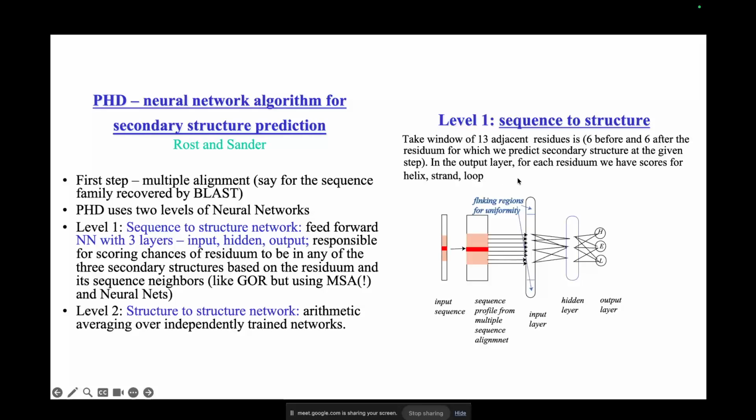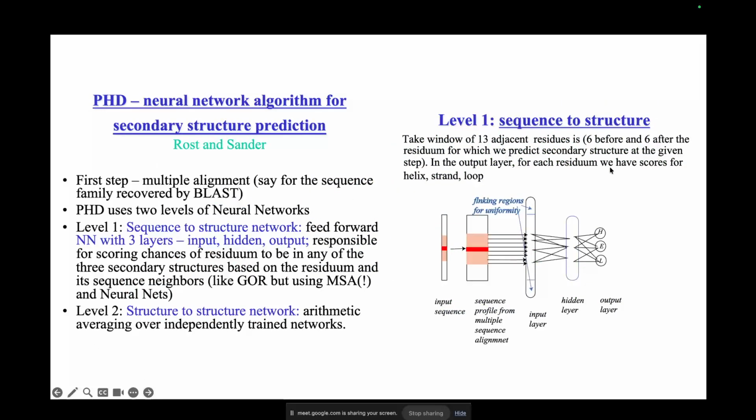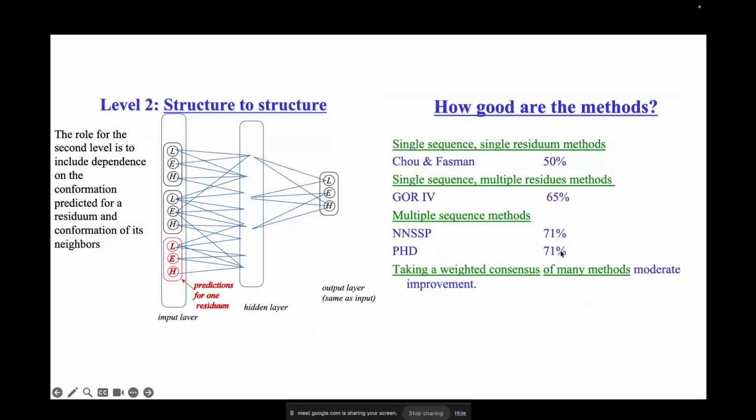In the output layer, for each residue, you have the scores for helix, strand, and loop. And at the second layer, its role is to include dependence on the conformation predicted for a residue and the conformation of its neighbors. So it is taking the prediction of all the residues from the first layer, merging all the predictions together, and discarding all the predictions which are not possible depending on the rest of the residues in the sequence. And the output layer will be similar to the input, and it will give you scores based on whether it is present in a helix, a beta sheet, or a coil, right?